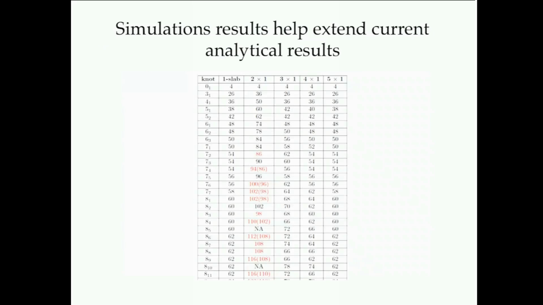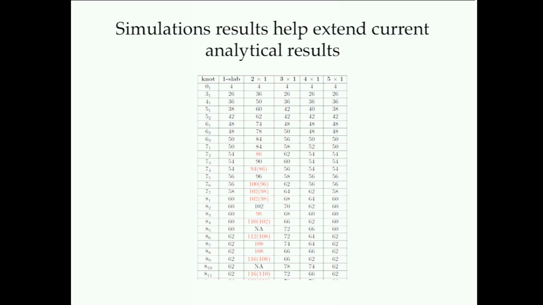What is interesting is that we can make these tables where you have the knot type here, then you have the one slab. This was a paper published a while back. And then we look at the minimal step number for knots. And for some of these, in this column, we can analytically say whether they fit or don't fit.